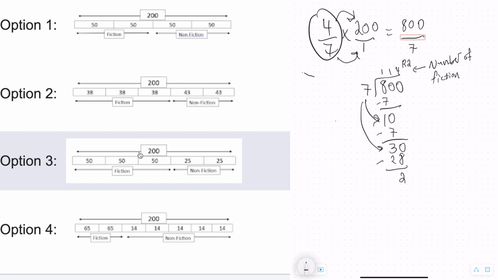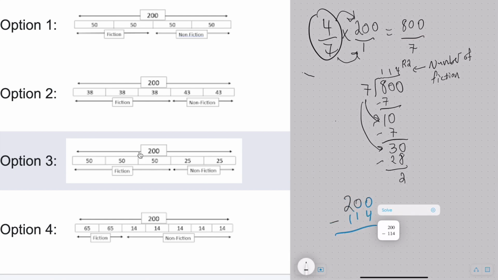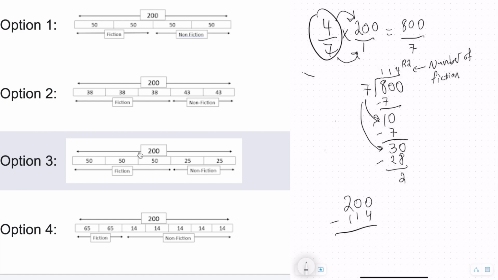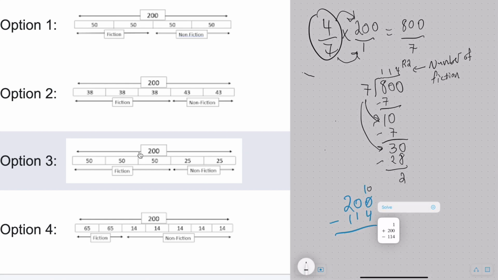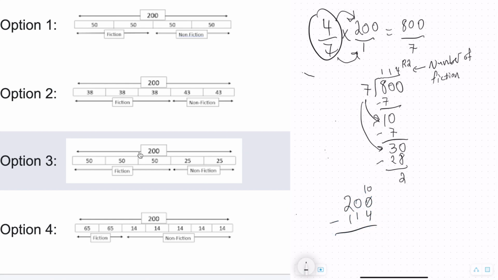So now we know the number of fiction books, and we need to know the number of nonfiction books. In order to do that, we can take 200 and subtract 114. Notice how I'm going to round the 114 remainder 2 into 114, and we want to subtract this, which we can do by solving here. 10 minus 4 is 6. Bring that down, and then 0 becomes 9. We have 8, and the 1s cancel out, and we have 86 is our number of nonfiction books.